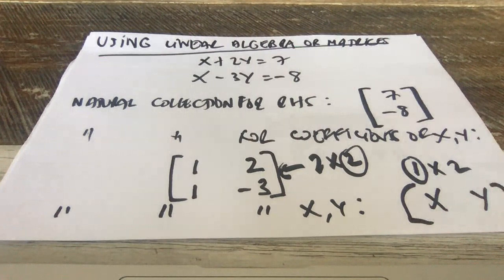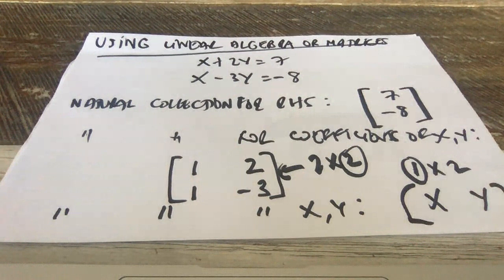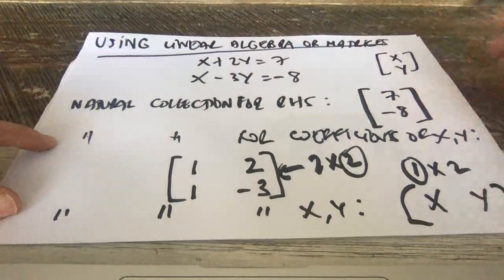So the natural association, it's not natural at all. The natural one seems to be a row, but people have realized it's actually better to write the unknowns not as a row, which you might think is the more natural way to do it, but as a column. So instead of x and y written this way, you write it this way, as a column.